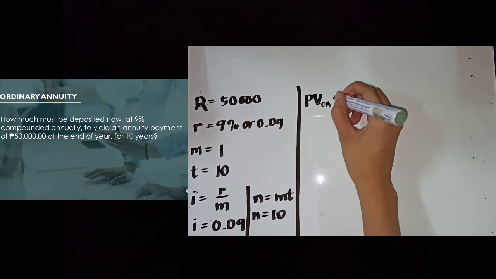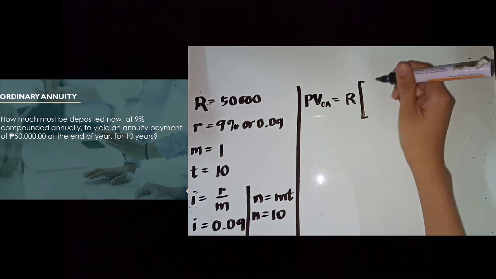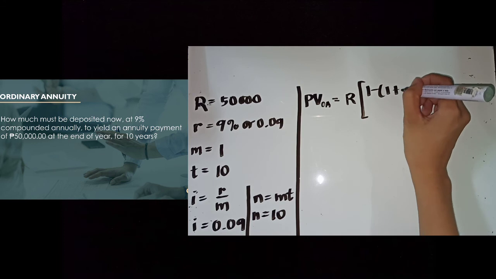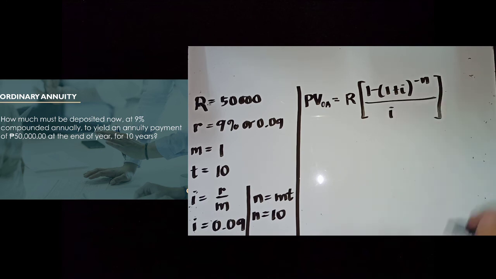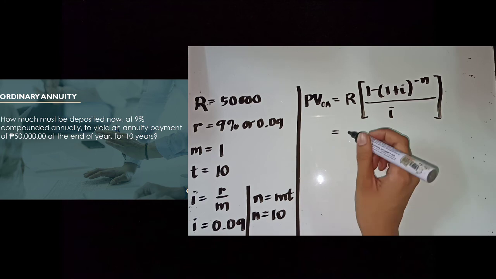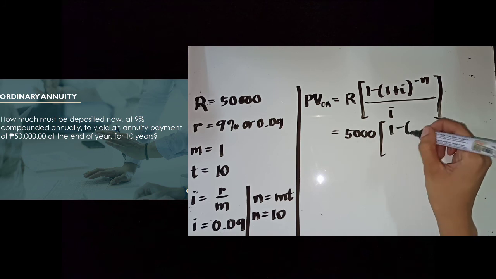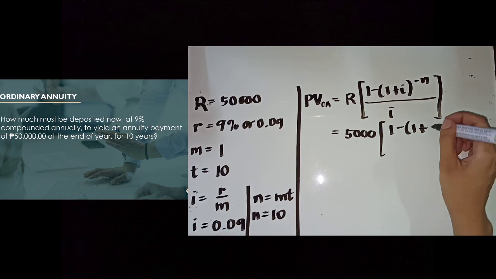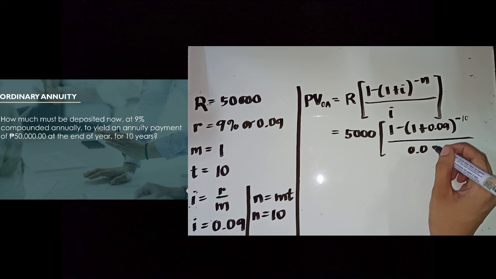Okay, so the formula in solving for the present value of an ordinary annuity, so that is PV sub OA, or the present value of ordinary annuity, is equal to R, capital letter R, multiply by the quantity 1 minus 1 plus I raised to negative N over I. Okay, so next, that is equal to the value of your R, capital letter R, is 50,000 multiplied by 1 minus 1 plus the value of your I is 0.09, then raised to negative N. So, negative, the value of your N is 10. Then, over I, which is 0.09.